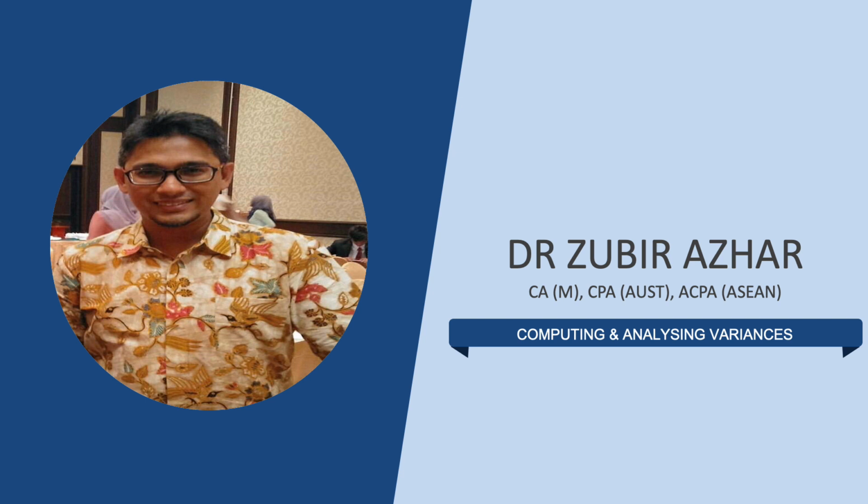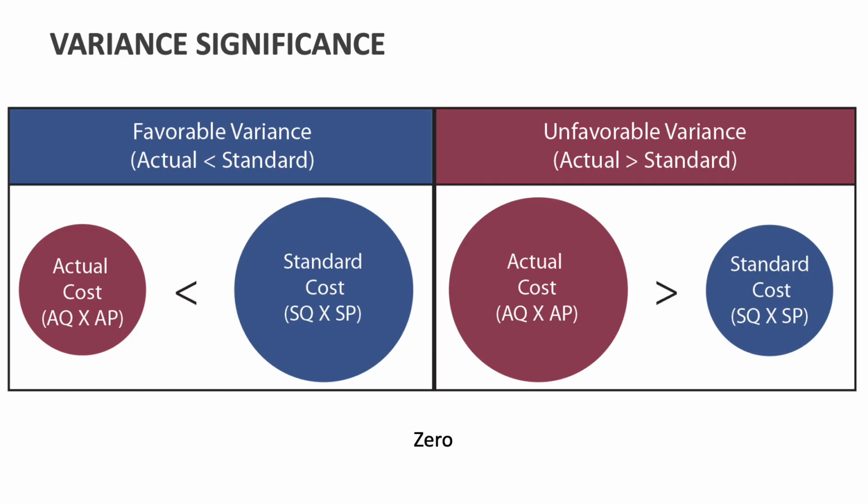Let's take a look at the final part of the flexible budget and variance analysis. We will now take a look at computing and analyzing variances. For us to understand how to compute and analyze, we need to know the variance significance. It's either termed as favorable variance or unfavorable variance if there are differences. But if there are no differences, then we call that zero variance.